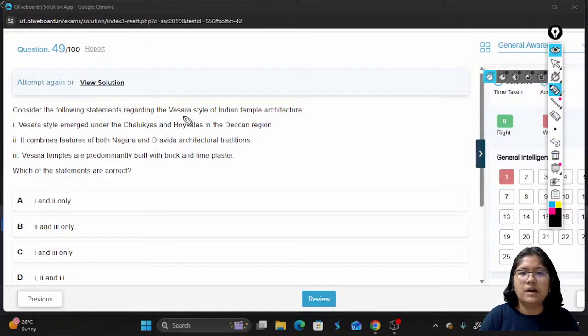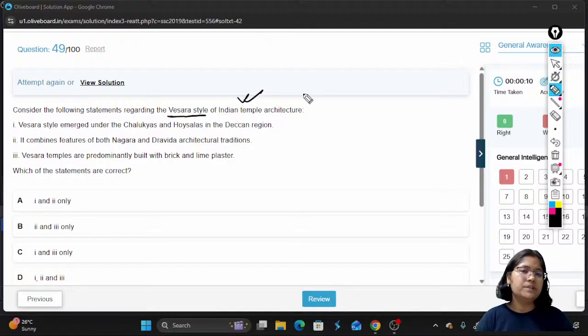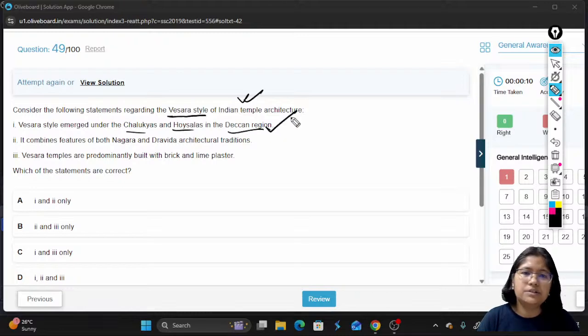Consider the following statements regarding the Vesara style of temple architecture. This is again from the culture part. Vesara style emerged under the Chalukyas and Hoysalas in the Deccan region, correct? Started in the Deccan region. One, it combines features of Nagara and Dravida architectures or traditional architecture. Okay, Vesara temples are prominently built with brick and lime plaster. Statement 3 you have to eliminate. That will leave us with 1 and 2 only.